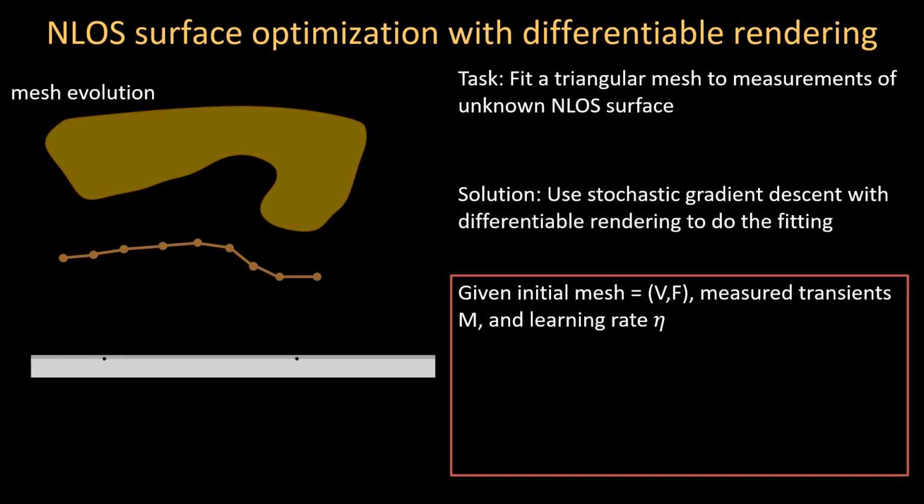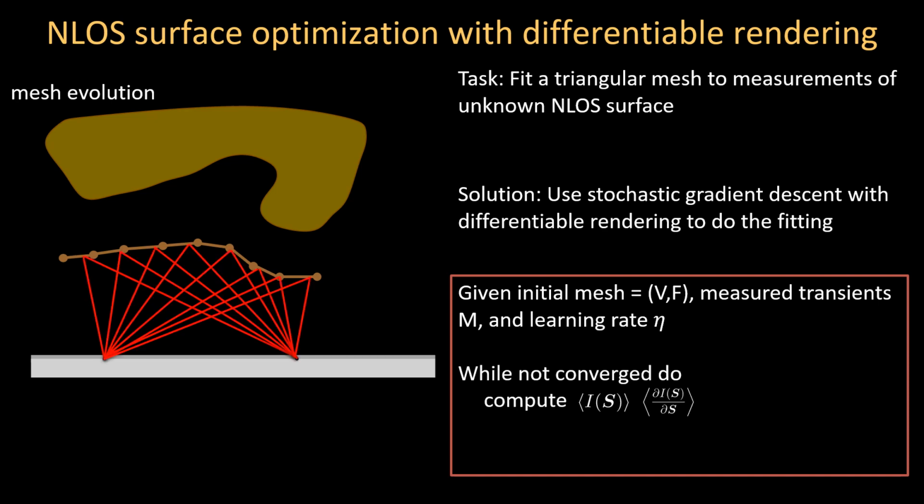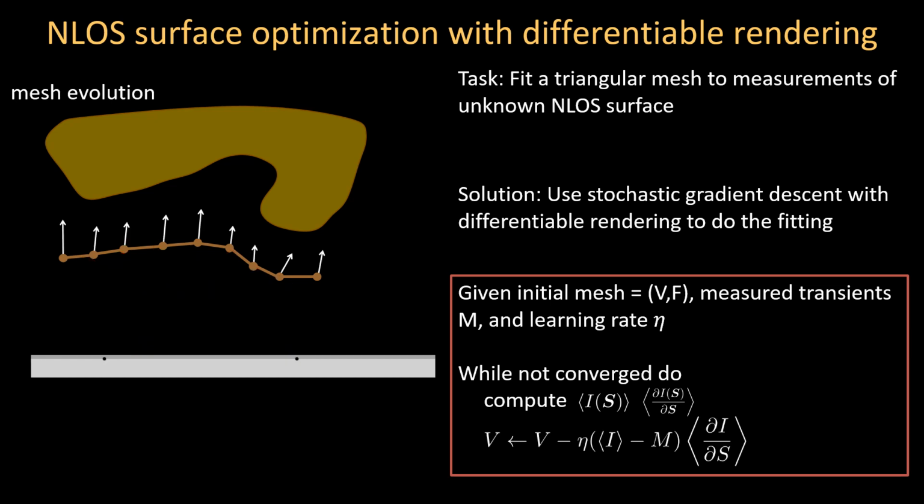Therefore, we can combine differentiable rendering with stochastic gradient descent in order to evolve the mesh so that it fits the data. This works as follows. Given an initial mesh, we first use Monte Carlo rendering to estimate the measurements and their derivatives with respect to the vertices of the current mesh. We then use these derivatives to form gradient vectors that tell us how to update the vertex locations of the mesh. Finally, we repeat this process until convergence.